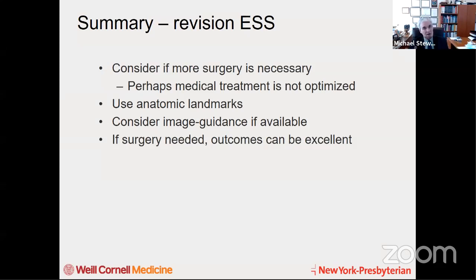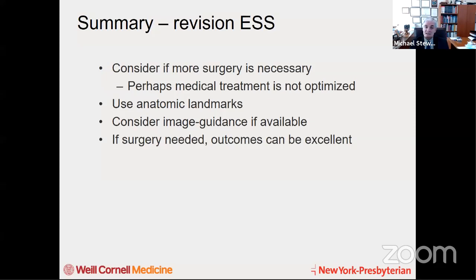So there is definitely a role for revision surgery, and you can get wonderful outcomes, but not all failures after surgery are due to a surgical anatomic problem. Sometimes it's a medical treatment problem you have to consider. In revision endoscopic sinus surgery, even more than in primary endoscopic sinus surgery, your anatomic landmarks are very, very important, and you need to maximize your use of anatomic landmarks.